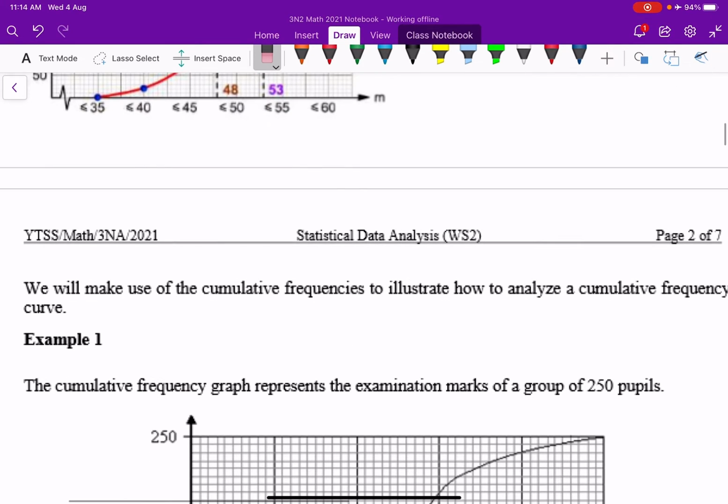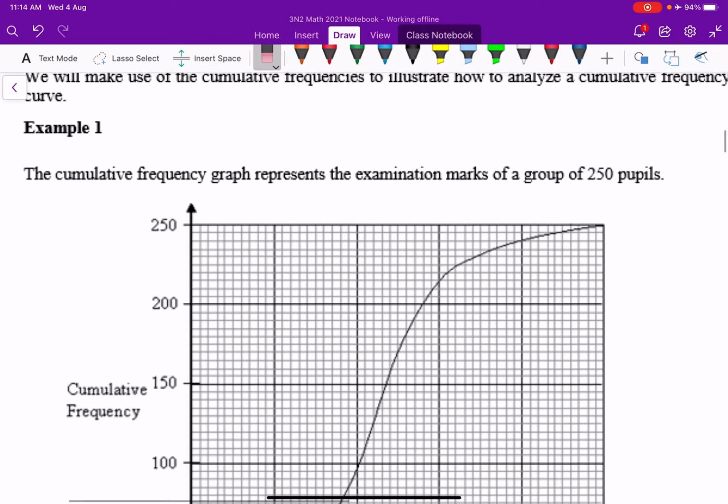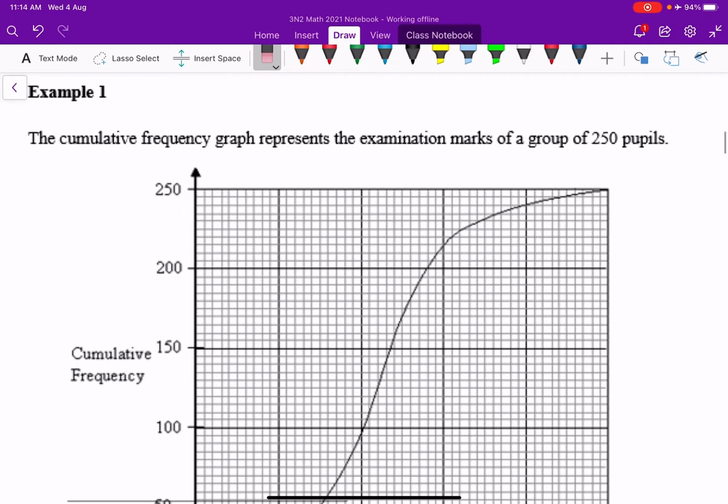We will make use of the cumulative frequency curve to illustrate how to analyze it. I will go through example 1, and then I want the class to do the rest of the examples. Try to do it by yourself. Check the answers with your friends first, and then after that, come back to the next video to check the answers for the rest of the questions. So the first question I'll go through with you. You have an example 1.